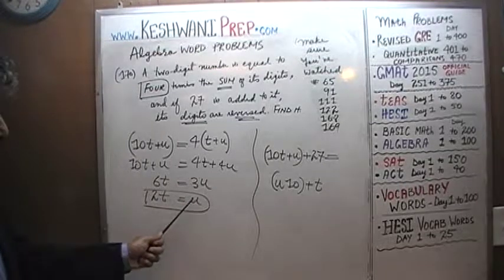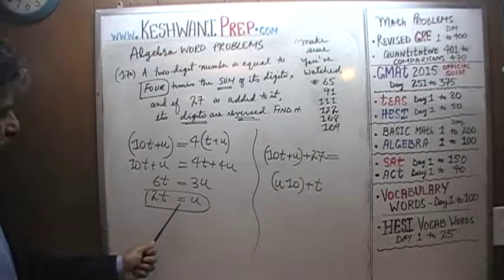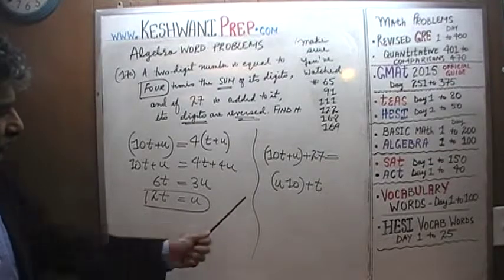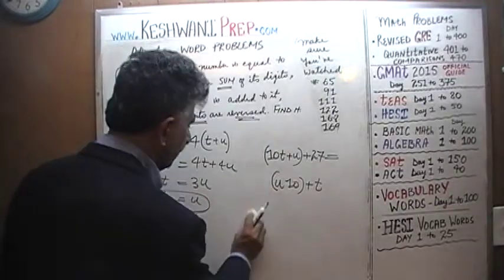We're going to use this equation, U equals 2 times T. In other words, the unit digit happens to be 2 times the 10 digit. Whatever the 10 digit is, if you take 2 times that amount, that's what the unit digit is. We're going to use that here. Let's work on it here. I'm going to rewrite this equation one more time.